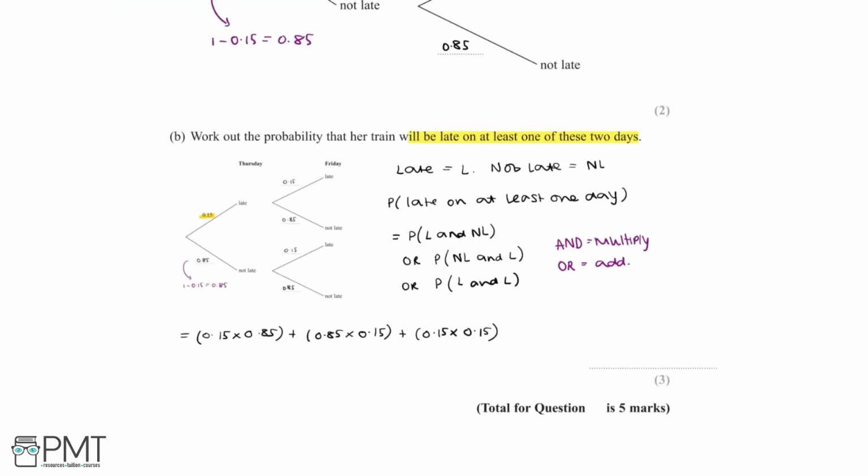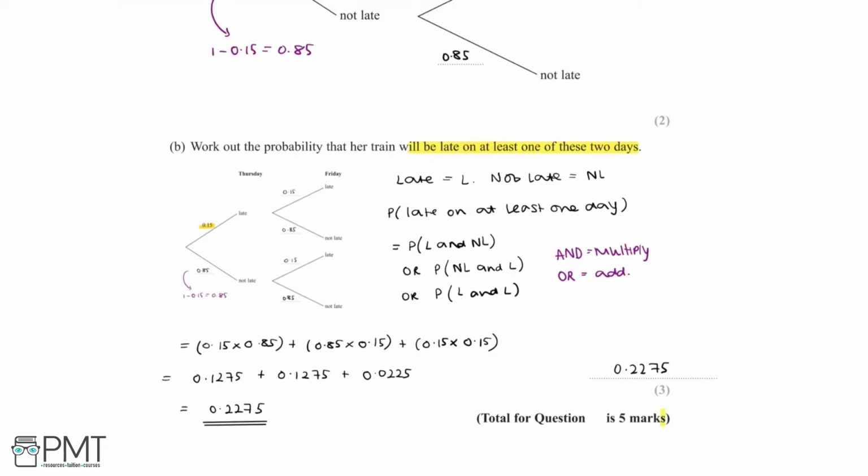And when we put this into our calculator, we'll get 0.1275, add 0.1275, add 0.0225, which will leave us with a final answer of 0.2275. And so we can say that the probability that her train will be late on at least one of these 2 days is equal to 0.2275. Now this question is worth 5 marks.